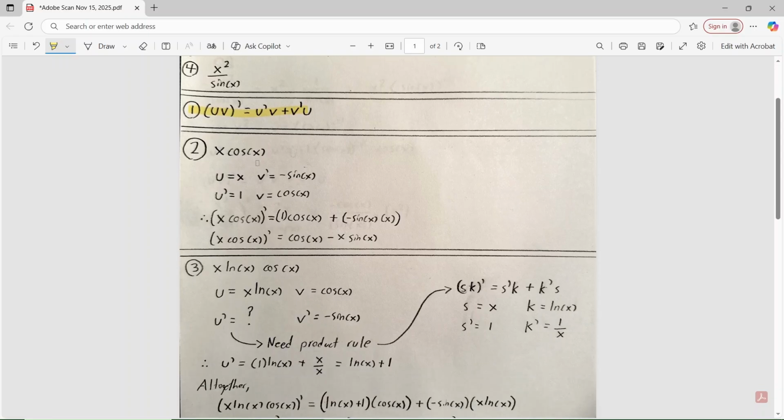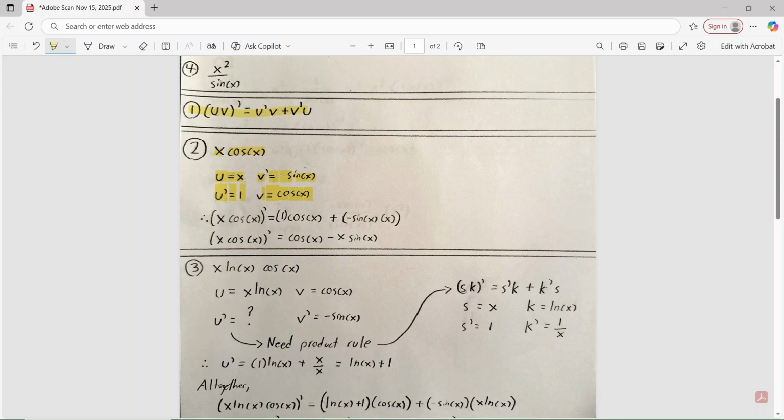As an example, x cos x. Here we have 2 functions, x and cos x. We will denote u as x, v as cos x. The derivative of x is 1. The derivative of u, u prime, equals 1. The derivative of cos x is negative sine x.